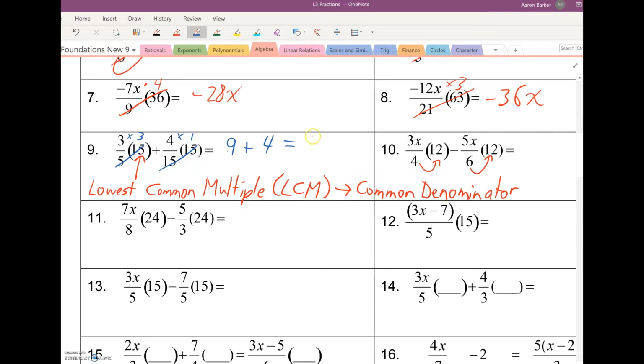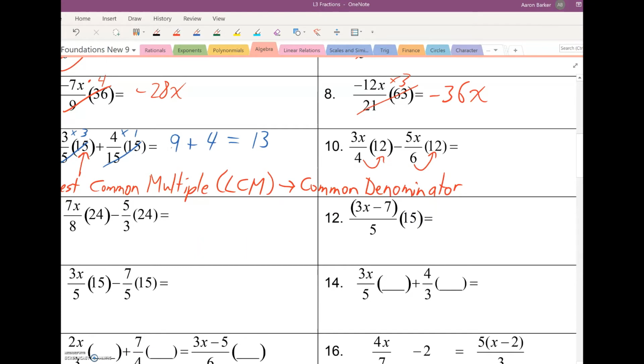9 plus 4 is 13. Okay, so now we stepped it up a little bit. Here, number 10, again, 4 and 6 is your denominator. The common denominator, or the LCM, is 12. So you're going to multiply both those fractions by 12.